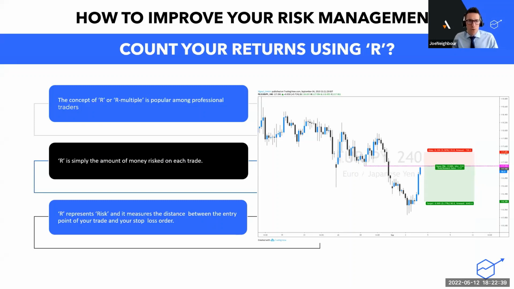So I first want to talk about performance and how we actually measure performance. We don't count pips or ticks as may be often the method that people use. Instead, what we do is calculate our returns using the R method. So R effectively stands for risk, and that means the amount of money that we risk on any one trade. So effectively, the R element is the distance between the entry point of your trade and the stop loss order.